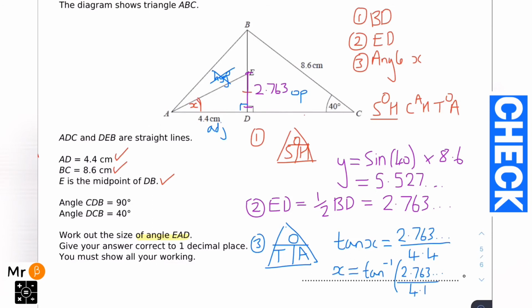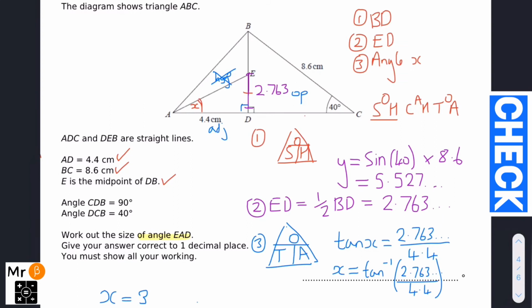So now we can type this in our calculator. So it'll be inverse tan, so shift tan of our answer, and if you keep it as your answer, you'll be able to use your answer button here, divided by 4.4. And we get the answer 32.136. Then just double check the question. It tells you to write this to 1 decimal place. So therefore, x is equal to 32.1 degrees.